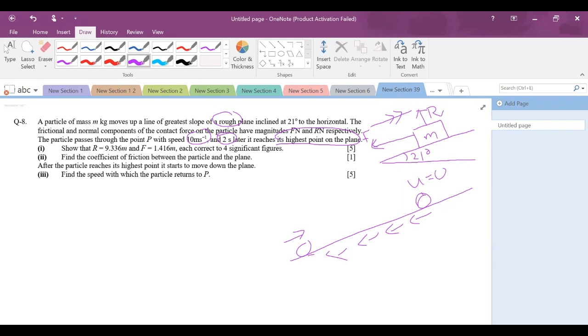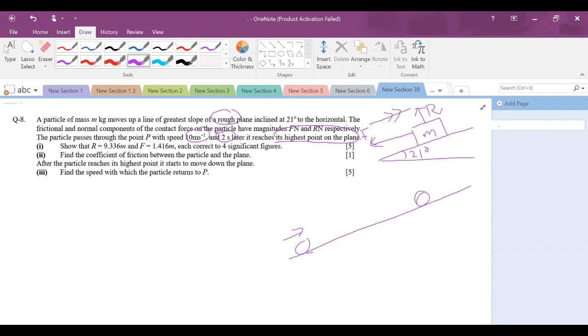ये हमने vertical motion में भी देखा था. If you throw a ball up, initial speed is u, but at the highest point, v becomes 0 and then it starts to fall back. So when it says its highest point on the plane, that means v is 0.